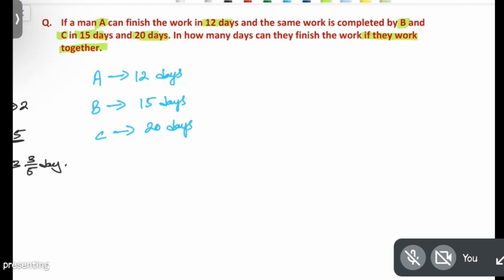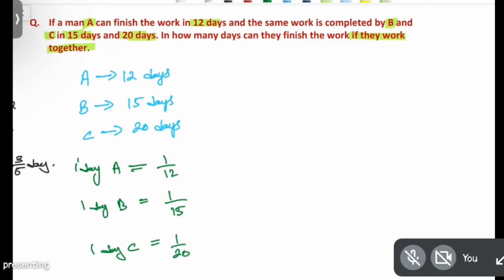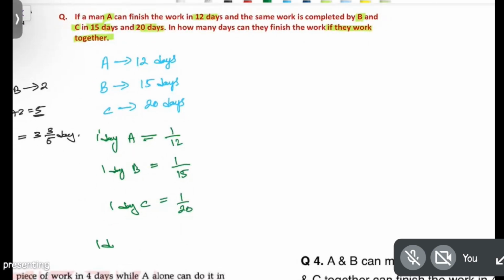I'll go by the basic approach first. So by basic approach, 1 day work of A is nothing but 1 by 12, and 1 day work of B is nothing but 1 by 15, and 1 day work of C is nothing but 1 by 20. Let's find the 1 day work of A, B, and C together. So A, B, and C together is 1 by 12 plus 1 by 15 plus 1 by 20. This is what we have.